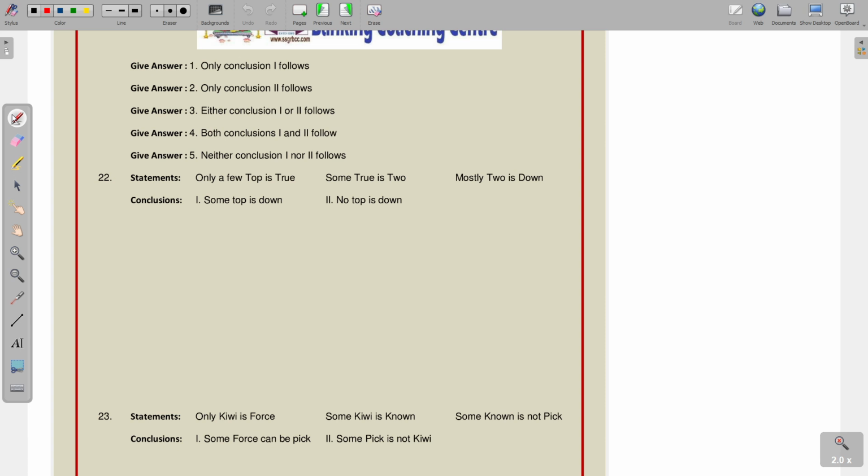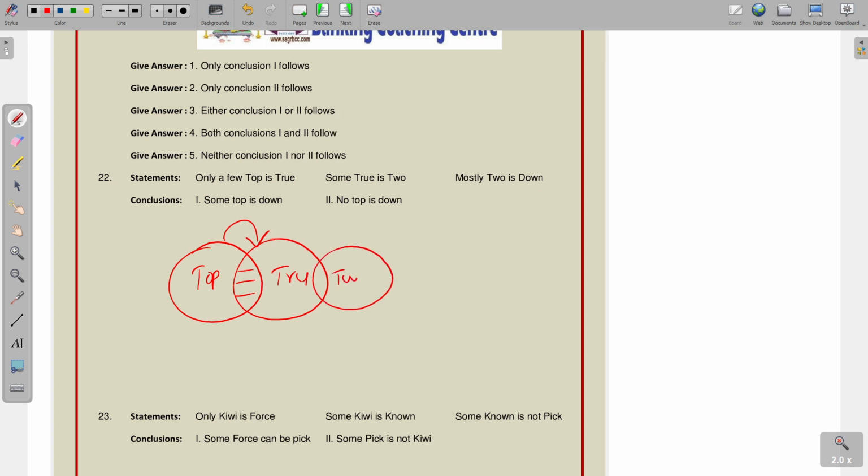Question number 22. Only a few top is true. Some true is two. And mostly two is down. So mostly in the sense some. It is down. See the conclusion. Some top is down.